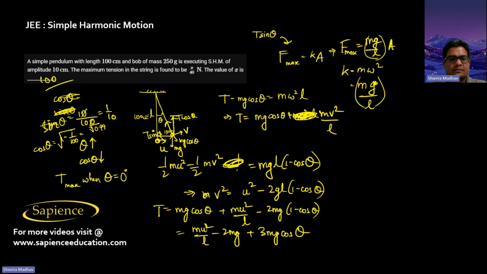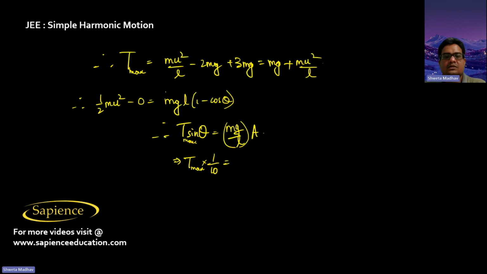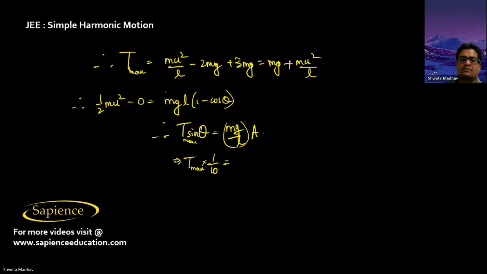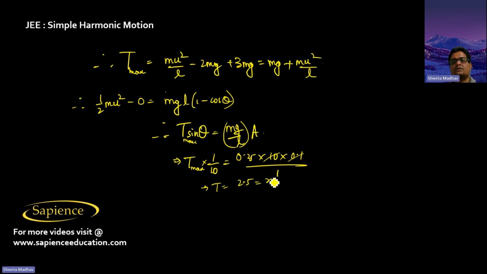That is the answer. So the maximum tension in the string is found to be x by 40 newtons, so x is 100. The maximum tension will be m, that is 0.25, into g, that is 10, into a, that is 0.1, by L, that is 1. So this will be 2.5. 2.5 is equal to x by 40.